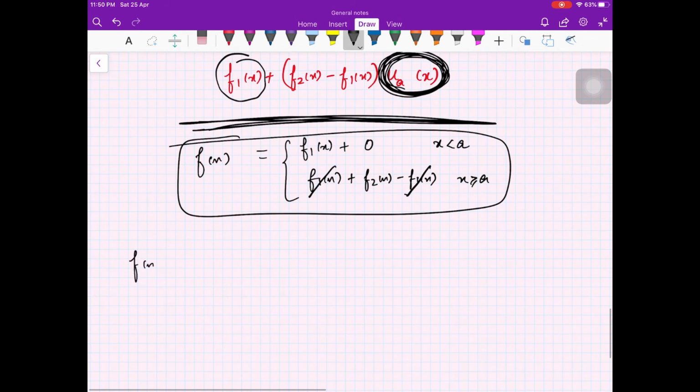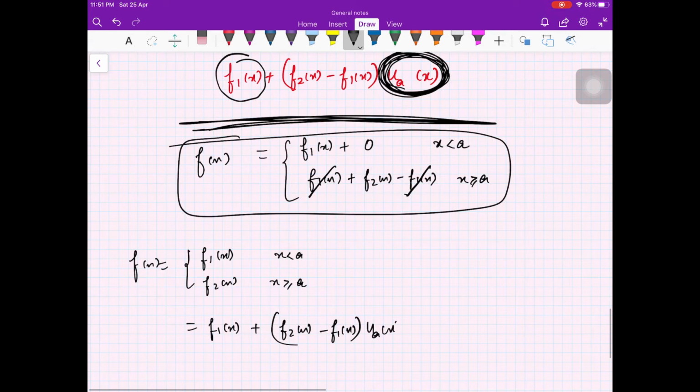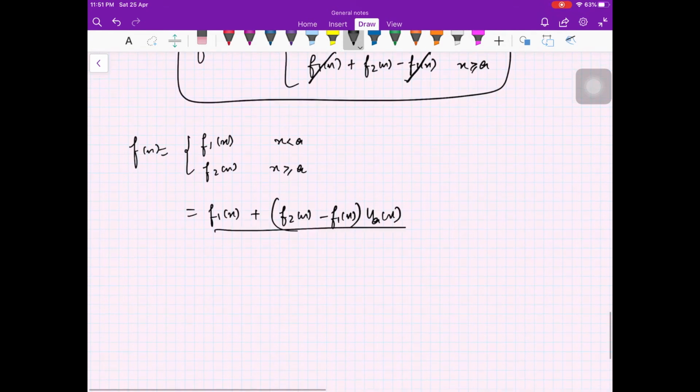So whenever you have a function like this, f1(x) and f2(x) for x less than a, x greater than or equal to a, you can write this function as f1(x) plus [f2(x) minus f1(x)] into u_a(x), right? Now suppose you have a function which is three valued. This is important, I'll just show you how we will use it.